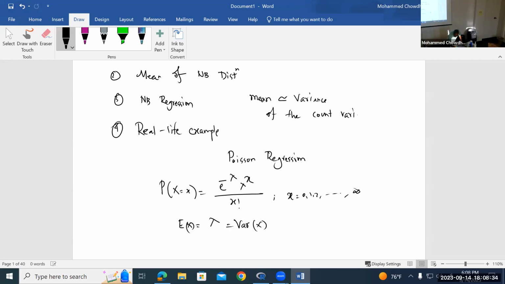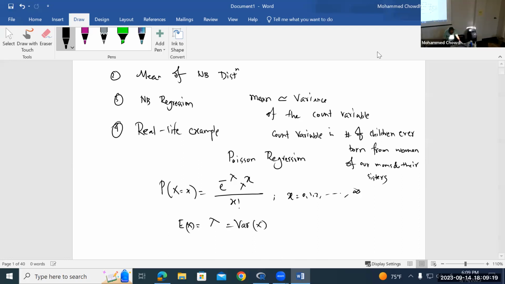What is the count variable? The count variable is the number of children ever born from women of our moms and their sisters, right? So take a look at that.